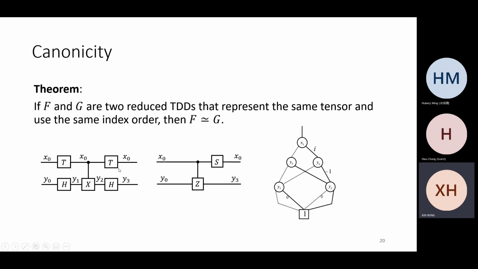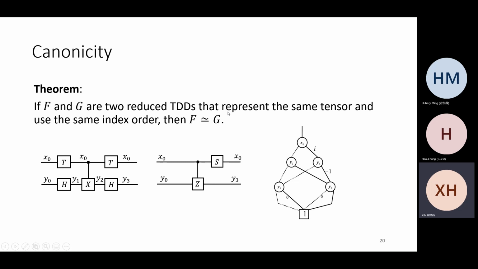So you can see that these two circuits are equivalent. Here you can see that these two T gates can be merged into this S gate, and these two Hadamard gates and the central gate can be merged into this controlled-phase matrix. So these two circuits are exactly equivalent, and from this tensor decision diagram, you can see that they will have the same tensor decision diagram.